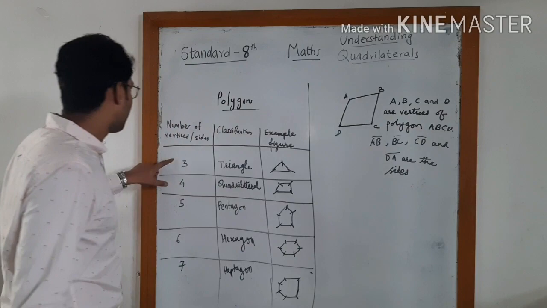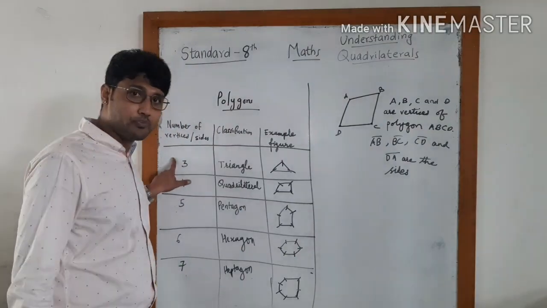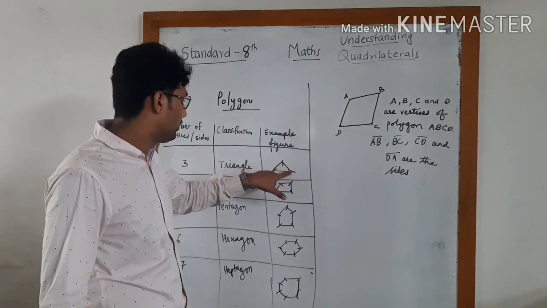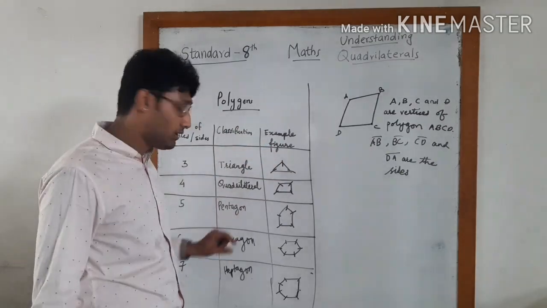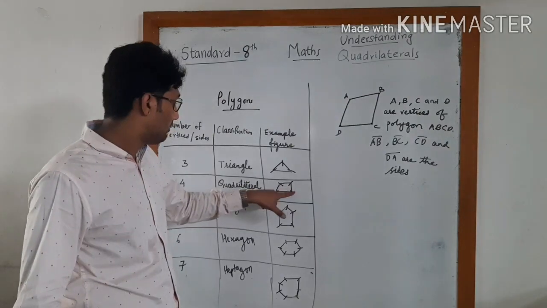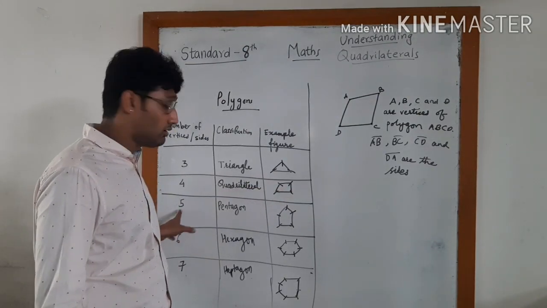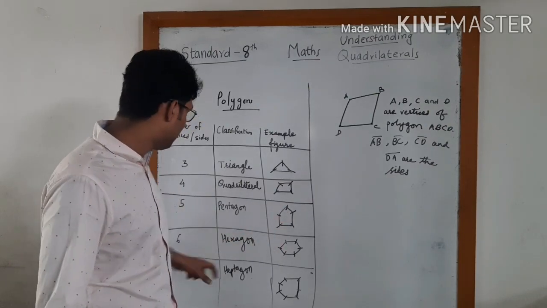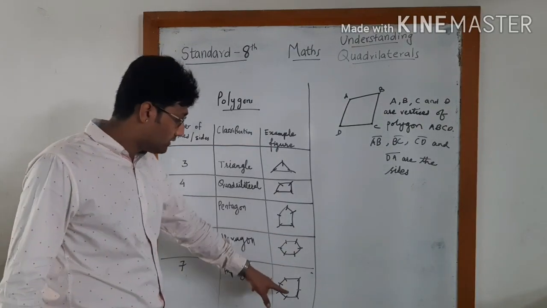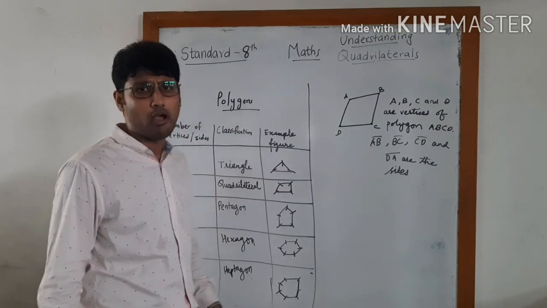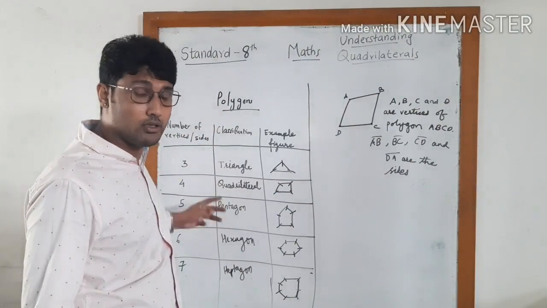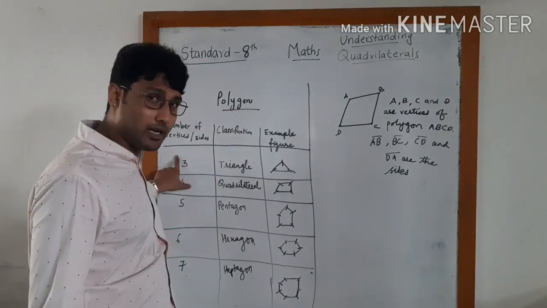Based on that, see here, if a polygon has 3 sides or 3 vertices, it is called a triangle. 1, 2 and 3, and 3 sides also, right? If it has 4 sides or 4 vertices, it is a quadrilateral. See, 5 is called a pentagon. You can see 5 vertices. 6 is called a hexagon, 6 vertices. 7 is called a heptagon, 7 vertices, and so on. You have till 10 in the textbook, you can refer to that. So this is how you classify polygons based on the number of vertices or sides that they have.